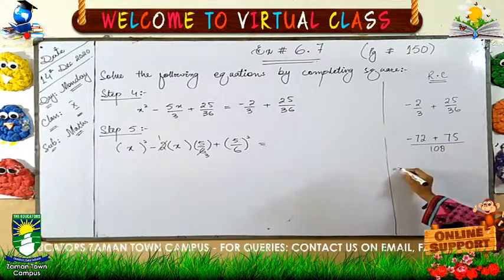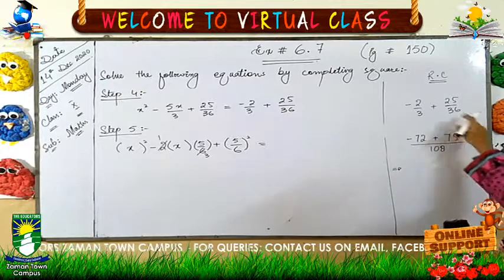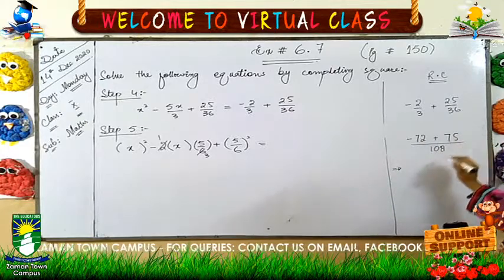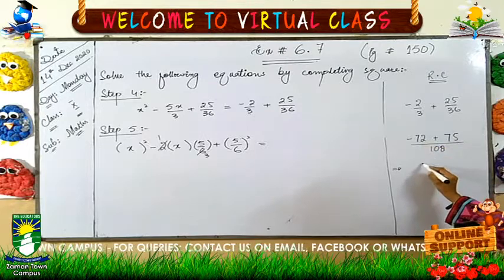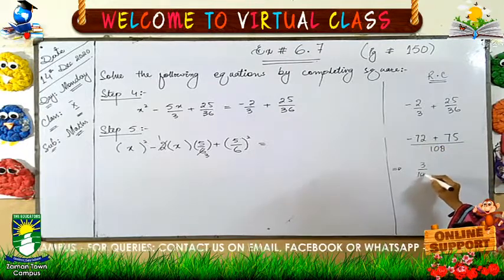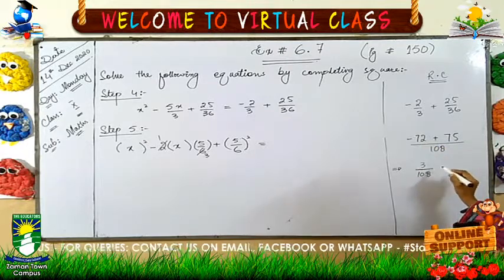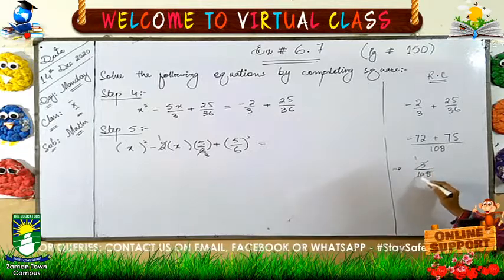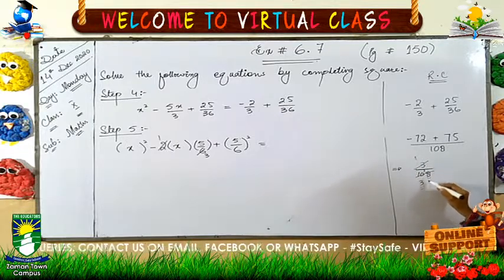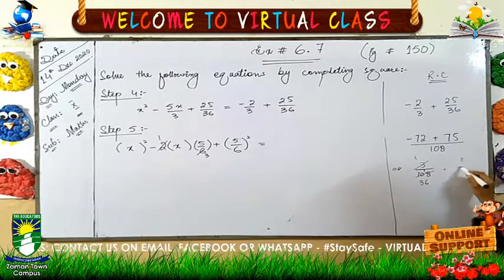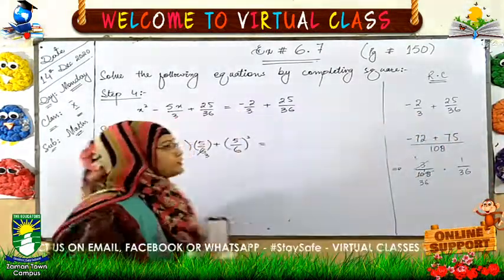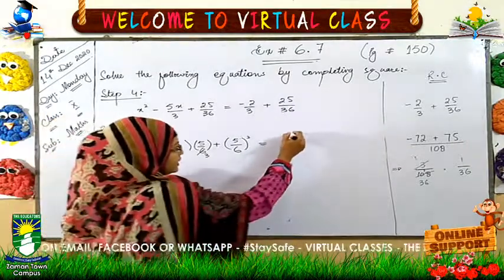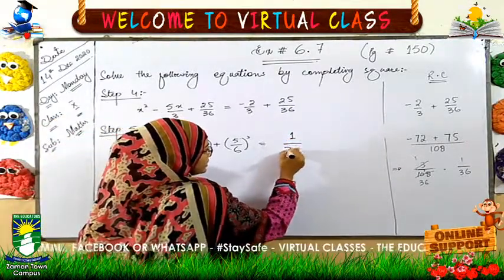So what do we get? 75 minus 72 will become 3 upon 108, and after cancellation, 3 ones are 3, 3 3s are 9, 1 carry, 3 6s are 18, we get 1 upon 36. After simplification of this side, we are getting 1 upon 36.